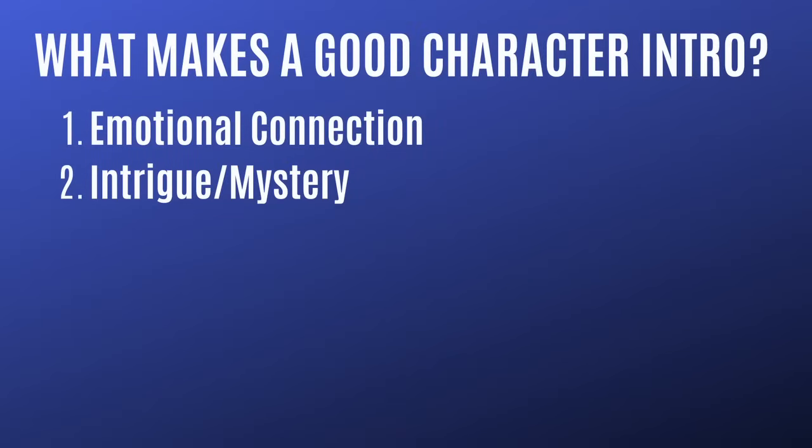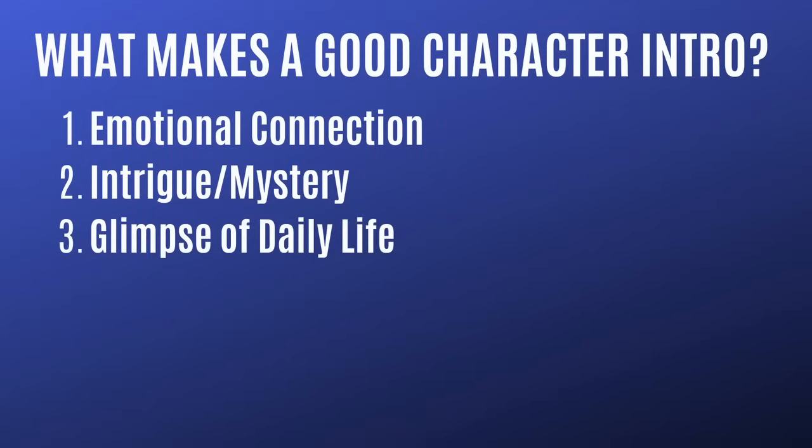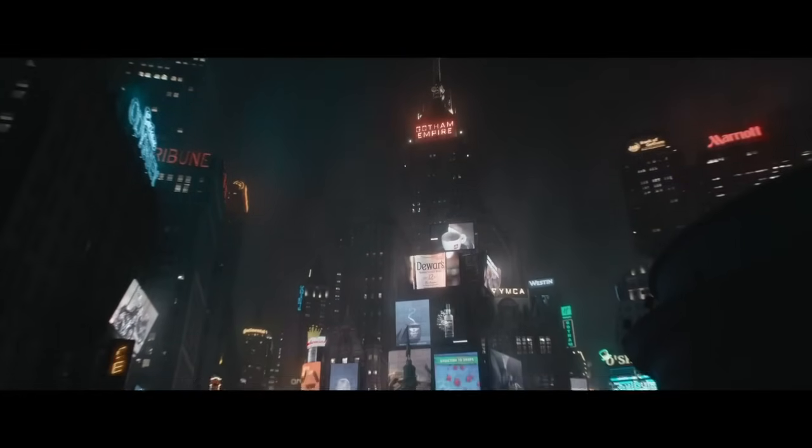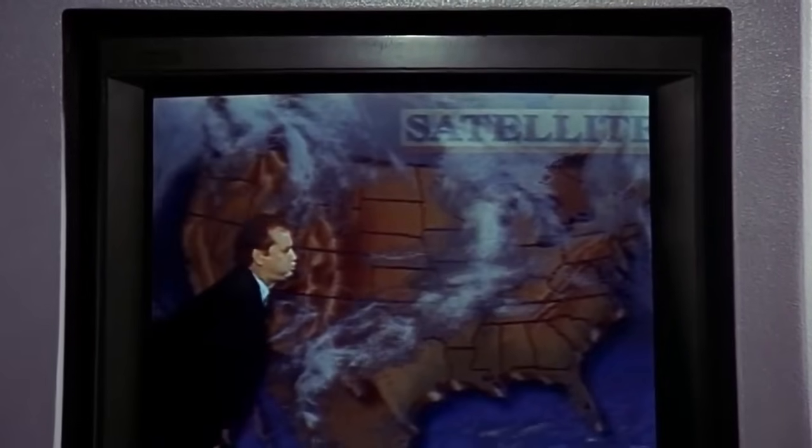Third tip is to give us a glimpse of their daily life. Show us who your character is right now. What job do they perform? What skills do they have? What kind of environment do they exist in? In most cases, you'll want to show your character on the job, but you can also show them in a family setting or in other significant situations.